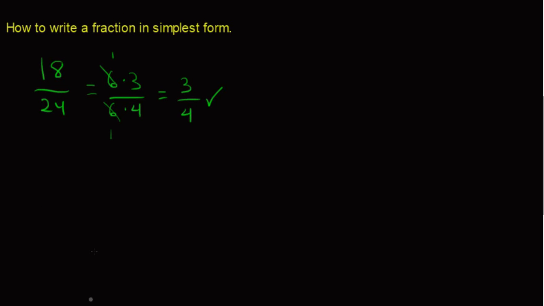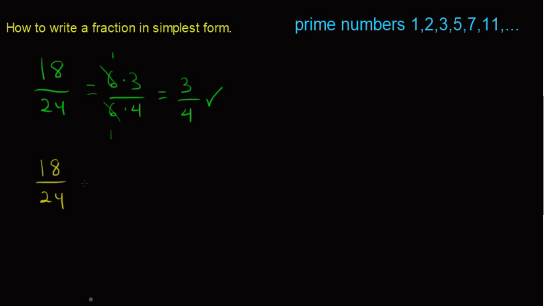If you can't figure the greatest common factor, then use prime factorization. Prime factorization is breaking a number down into its primes. The prime numbers are 1, 2, 3, 5, 7, 11, 13, and so forth. So let's look at the same example. If I didn't know that the greatest common factor was 6, I'd take 18 over 24. And I just look at it and know that since they're both even numbers, they're both divisible by 2.